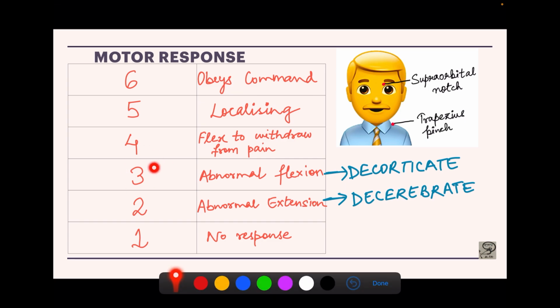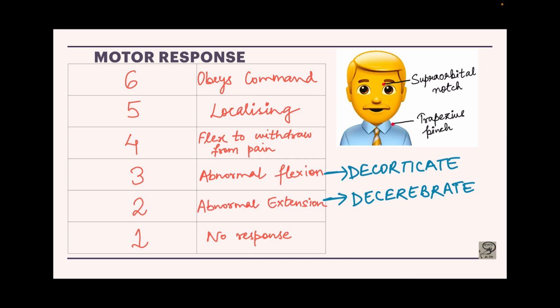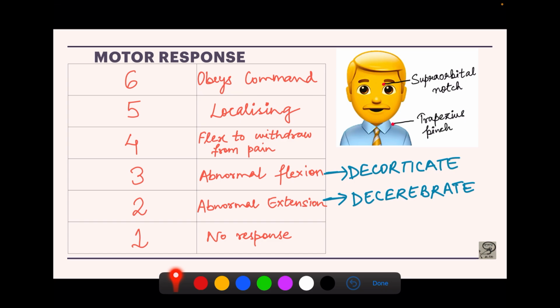Now, score 3 is the abnormal flexion, which is a sign of deep brain injury, and here the posture is known as decorticate posture. Then, score 2, which is abnormal extension in response to the stimulus, and here the posture is known as decerebrate posture.